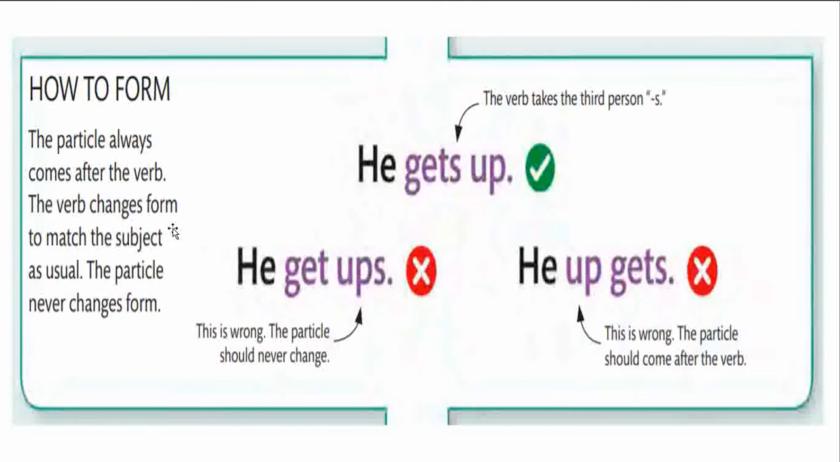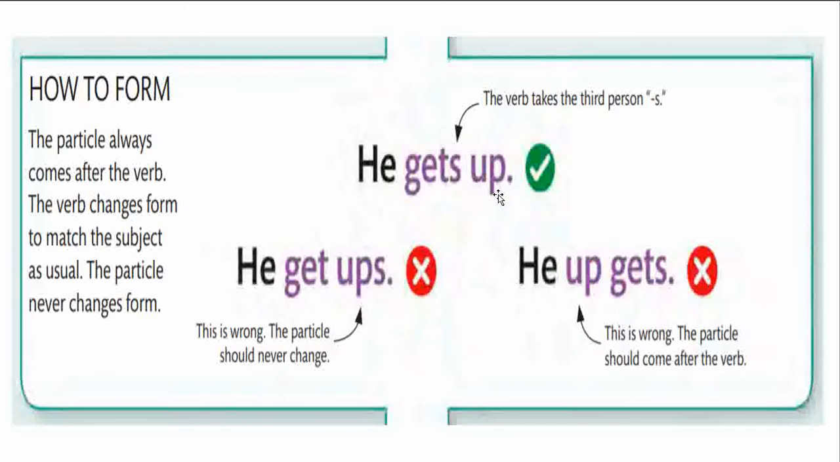The verb changes forms just the way the verb in a sentence changes according to the noun, pronoun, or the subject. The verbs will change forms, for example, having an s or dropping an s. The particle never changes forms. That means up remains up only. You don't make it ups and you don't make it upping. Nothing is added to it.